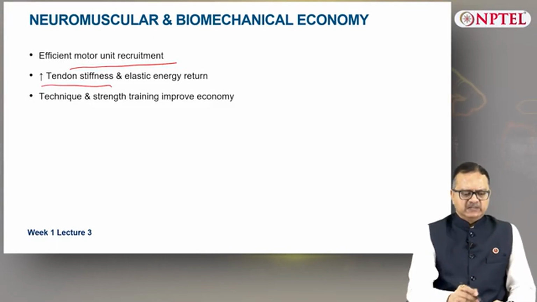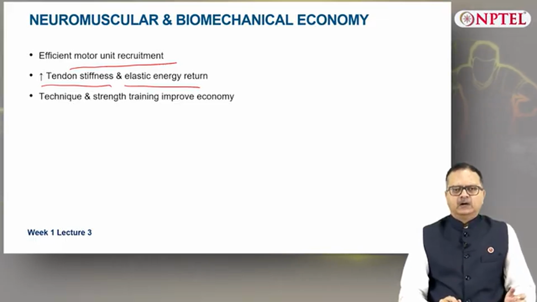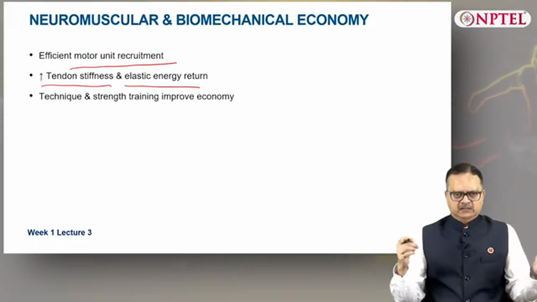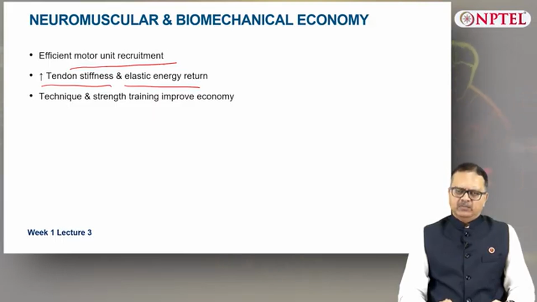The tendon stiffness increases and elastic energy return will improve. It is like a catapult. Okay? If the elastic band is thicker, it has got more stiffness, the elastic energy return will be more. If you do proper technique and strength training, you will be able to improve your running and biomechanical economy.